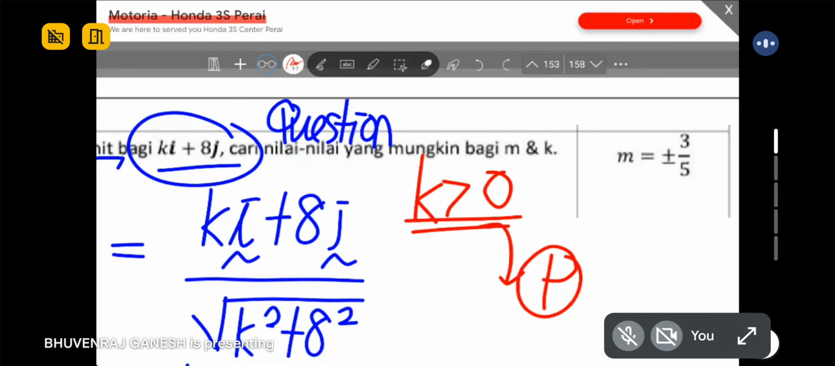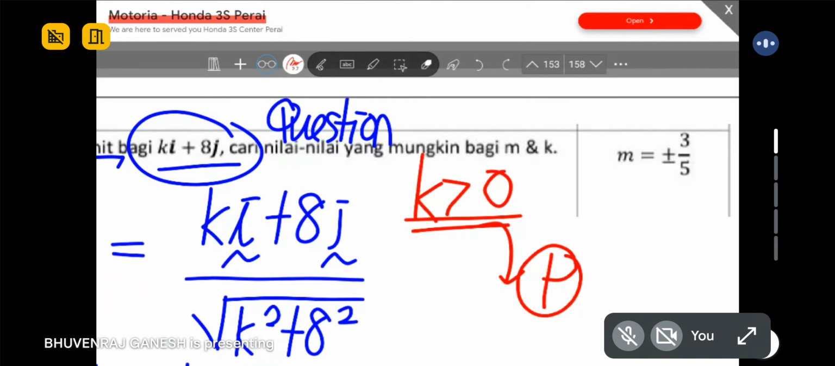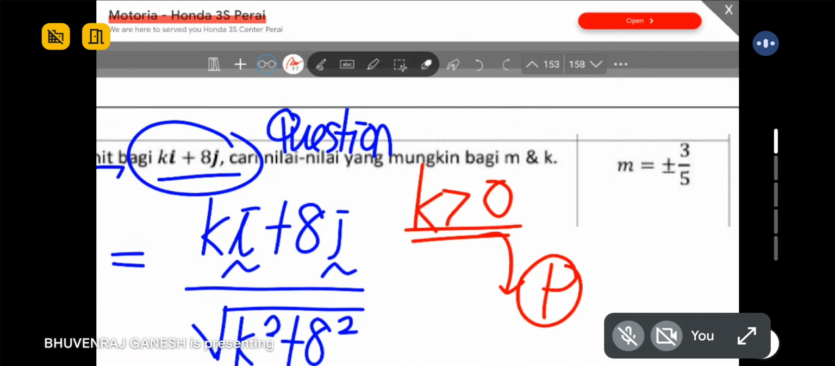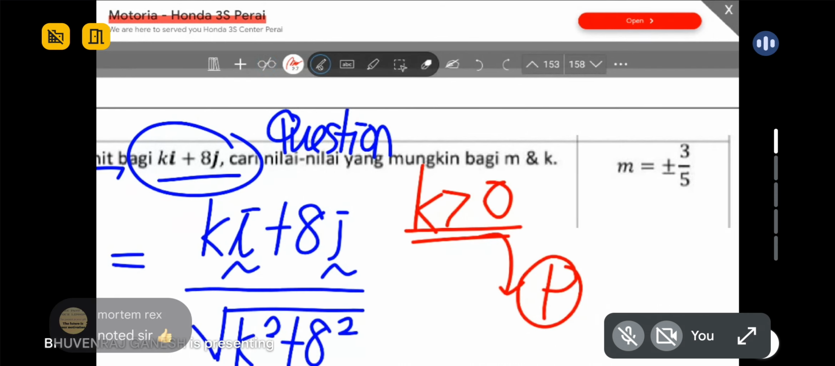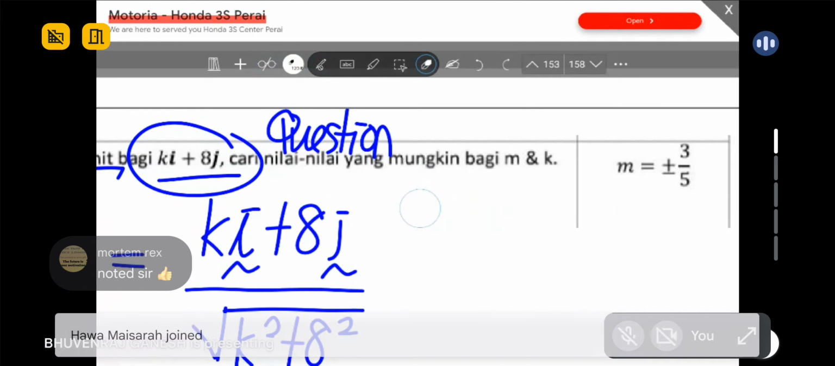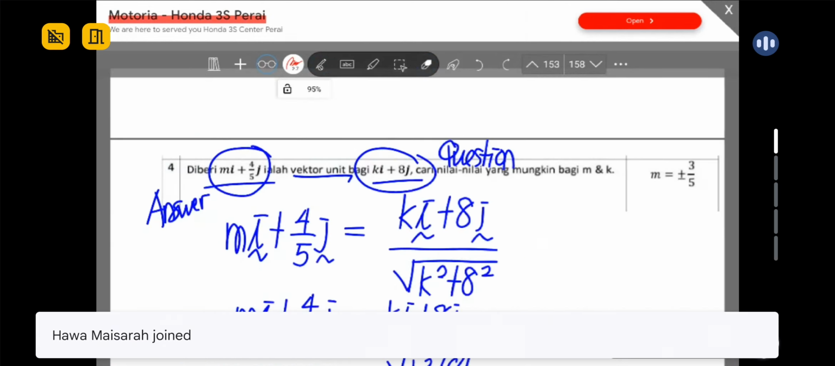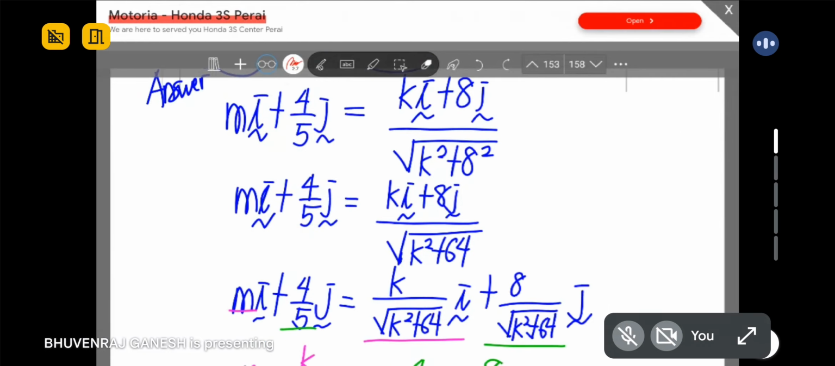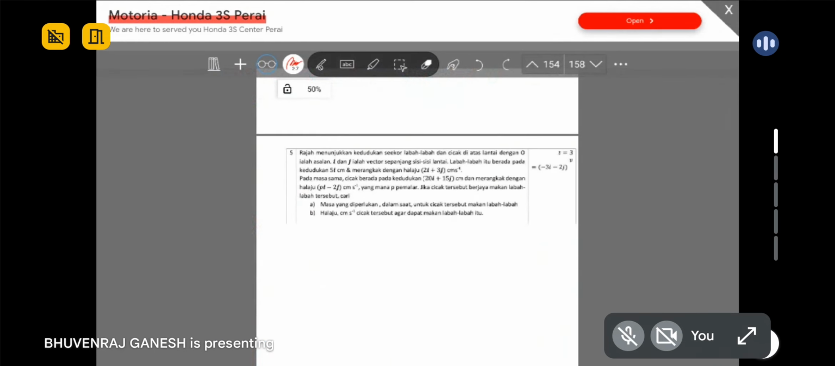Ikut soalan. If they say K greater than 0, means positive sajalah. If K less than 0, negative sajalah. So you must follow. But if the question never says anything, then both also can. Dua-dua boleh. Alright, continue guys.